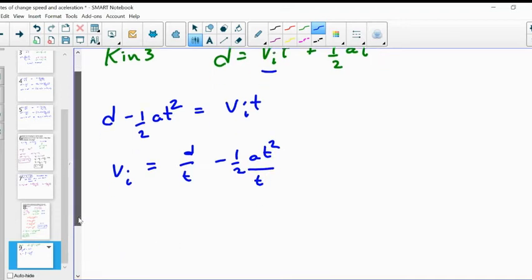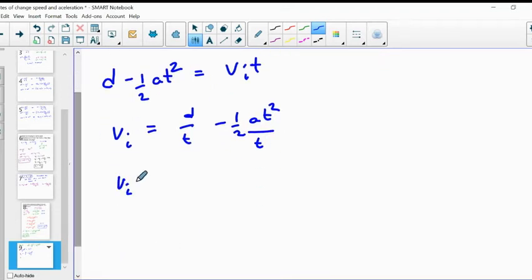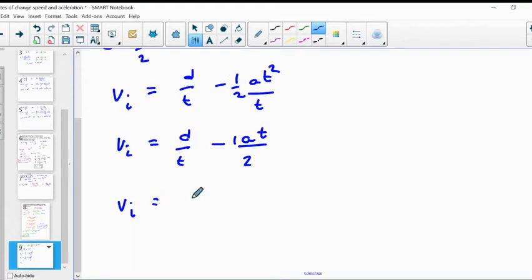And we should see that that can simplify a little bit. So it's distance divided by time, subtract A times time divided by 2, or 1/2 AT. Velocity is equal to d minus AT squared over 2t.